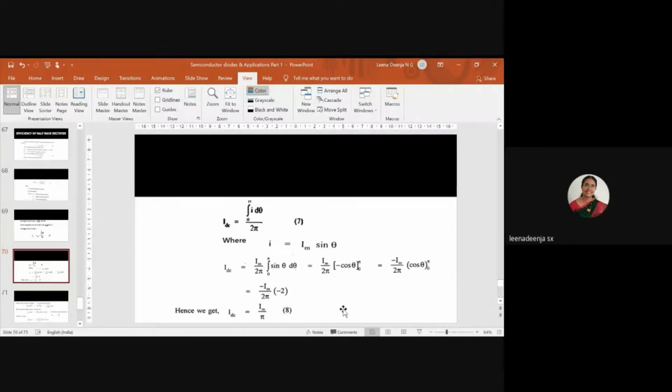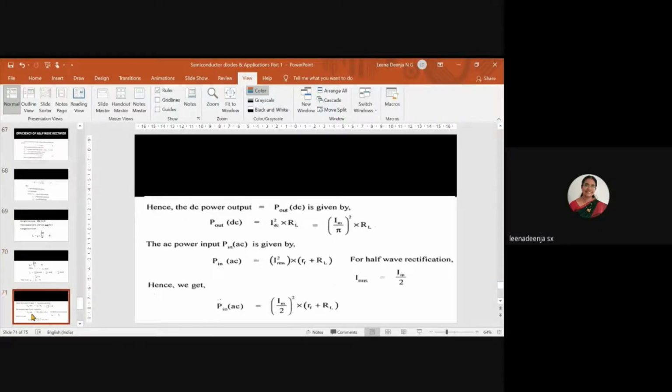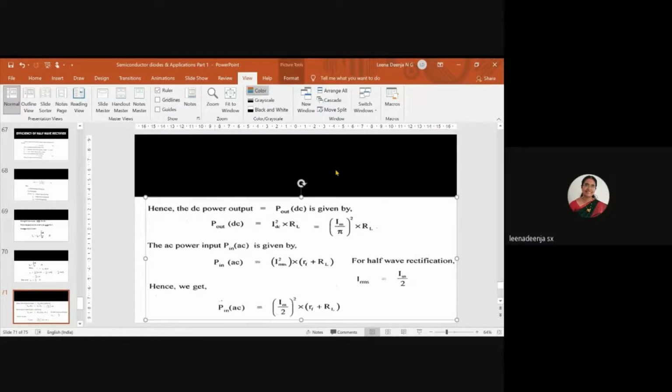IDC equation kitti. Ini nammal calculate cheyan povunathu DC power output. So namukku IDC kitti. Then DC power output is represented by P out DC. Power namukkariyam I square RL aanu. Ividate DC power ayathukonde square of the DC current into load resistance RL. So output DC power is equal to I square DC into RL. I namukku kitti IDC is Im by pi. So it is Im by pi the whole square into RL.